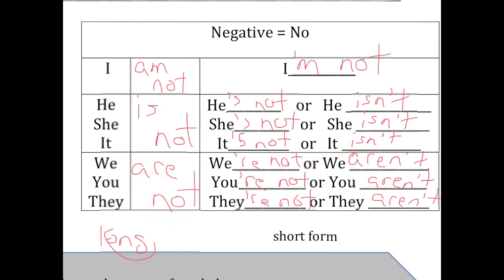We are not. We're not. Or we aren't. You are not. You're not. Or you aren't. And finally, they are not. And in the short form, that becomes they're not. Or they aren't. Let's do some examples on the next slide.